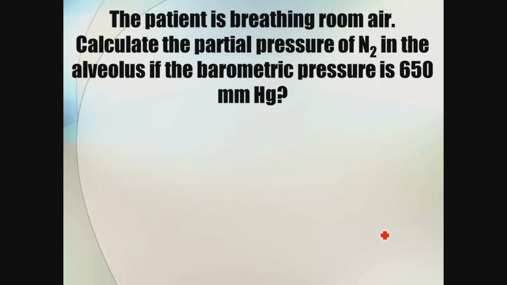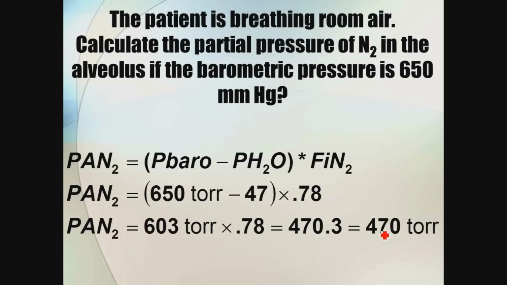Barometric pressure is 650. What's the partial pressure of nitrogen if I'm breathing room air in the alveolus? Got to take away the water vapor, got to multiply times 0.78. And that's what it'll end up being. Nitrogen's concentration is 0.78 in room air.